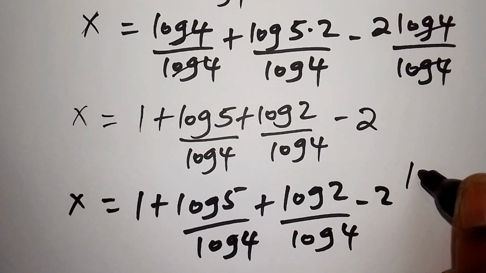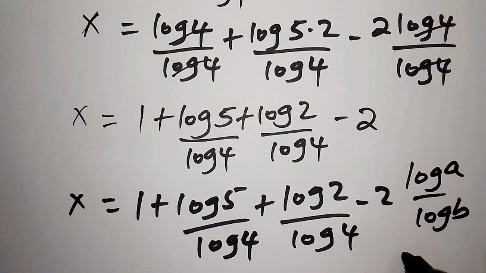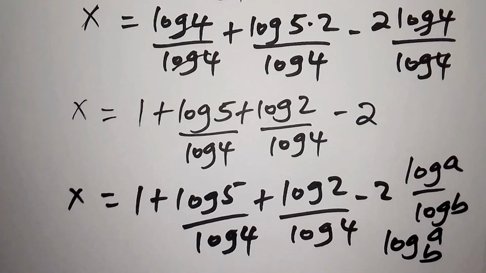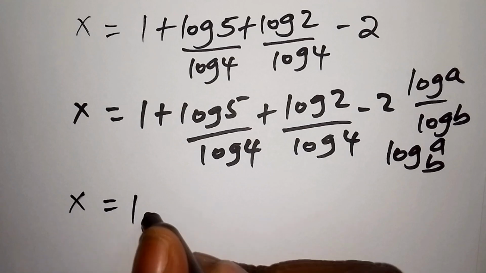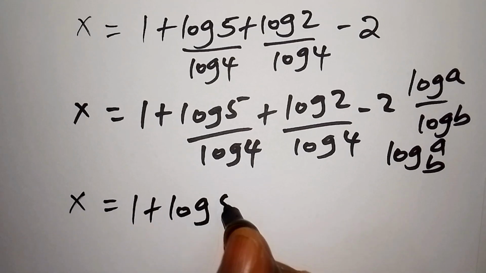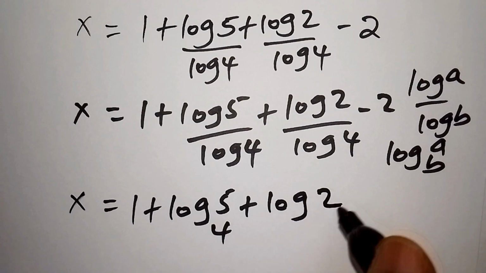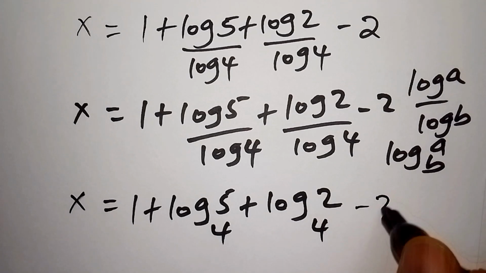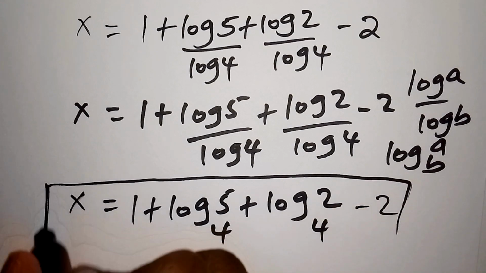So when you have, for example, the log of a all over the log of b, this can be written as the log of a to the base of b. So in this case our final answer shall be the value for x equal to 1 plus the log of 5 to the base of 4, then plus the log of 2 to the base of 4, then minus 2. So this one now qualifies to be almost correct and the best answer.